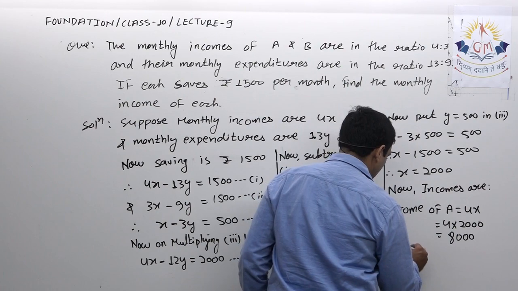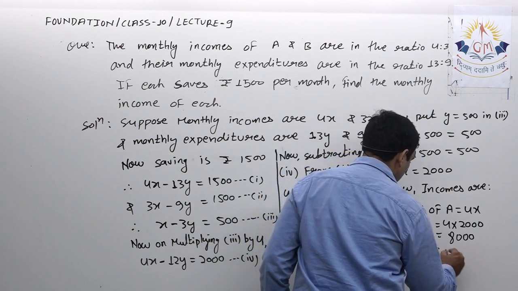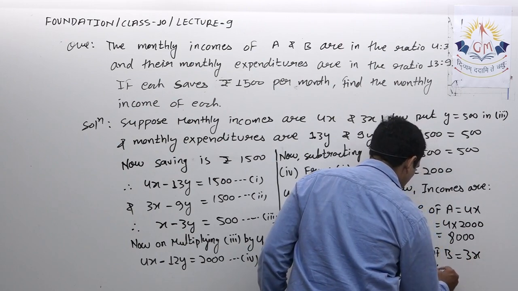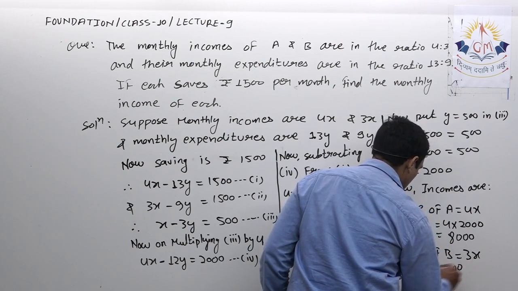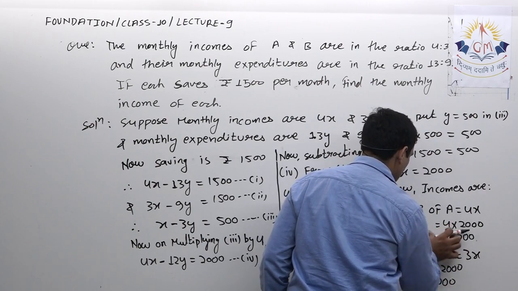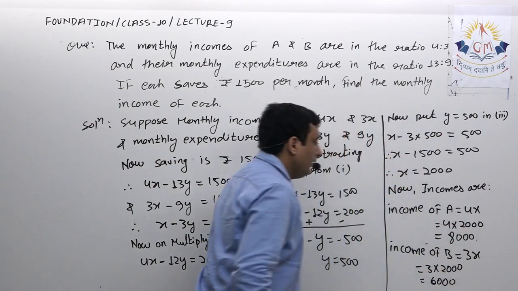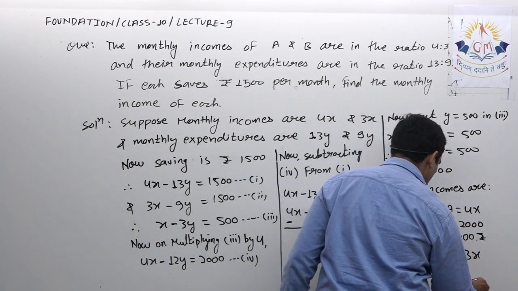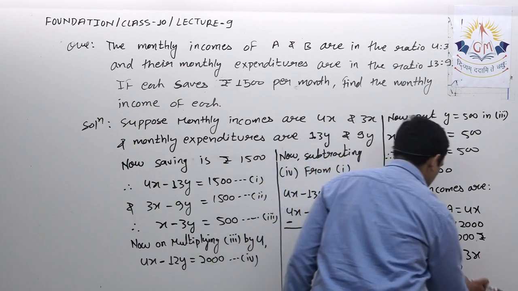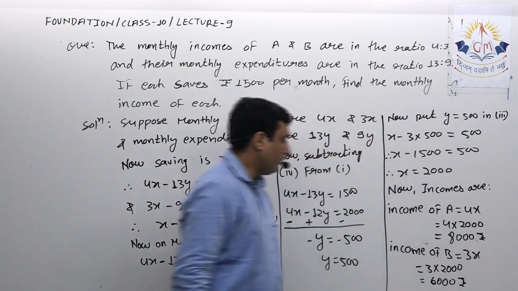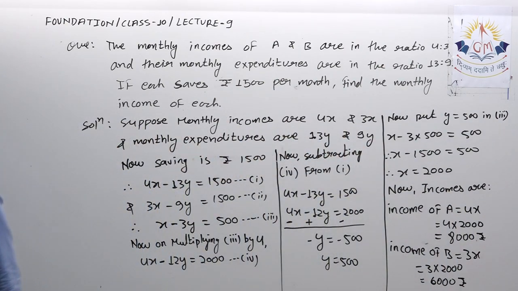And income of B is 3x, that is 3 multiplied by 2000, that is 6,000 rupees. So these are the incomes, 8,000 rupees and 6,000 rupees. Okay, so please note it down, then we'll see the next question.